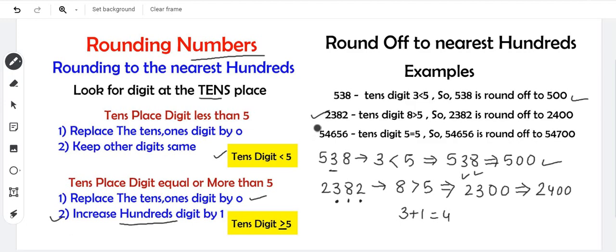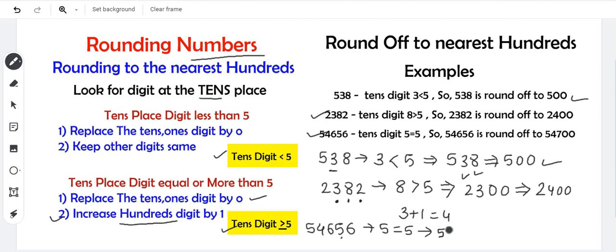Next example is 54,656. Okay, in which we are taking tens place. We consider tens place, which is 5. So let's compare. 5 is equal to 5. It comes under this condition. It means replace the tens and ones digit by 0.